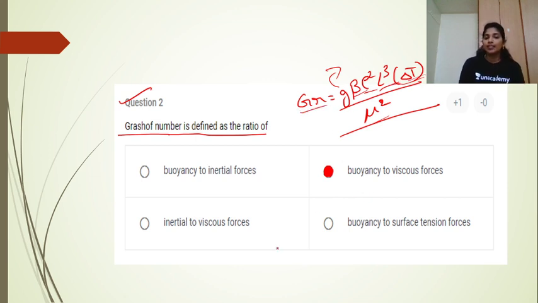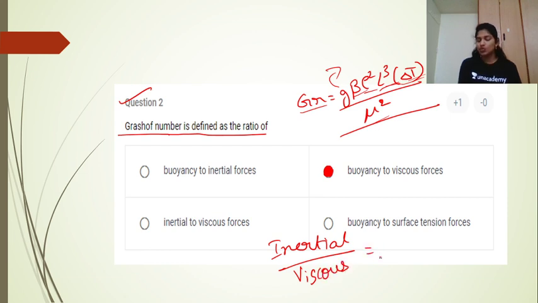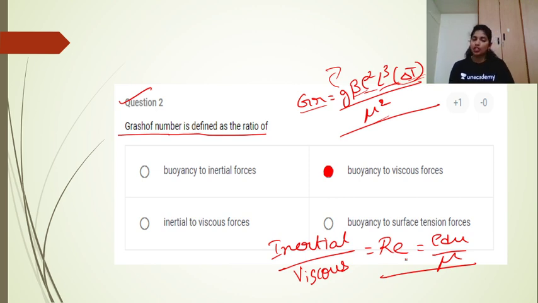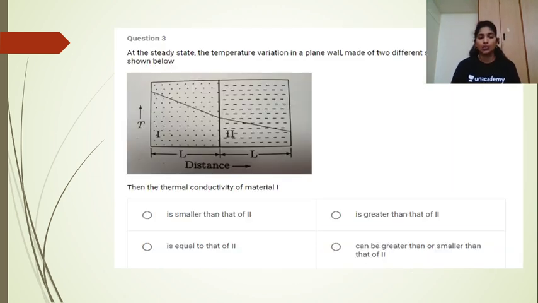But if we have a ratio of inertial force to viscous force, then what is this dimensionless number? It is the Reynolds number, right? So here we have rho u d by mu. If we have a ratio of inertial force to viscous force, it is the Reynolds number, and if it is buoyancy force to viscous force, then it is the Grashof number. It is a very simple question, and yeah, next one.